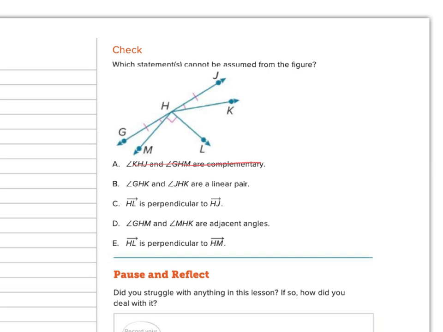What else do we know? GHK and JHK are a linear pair. That is true. We can see that the two non-adjacent sides form opposite rays. HL is perpendicular to HJ. That is not the case, okay? It is perpendicular to HM, so that's a no.